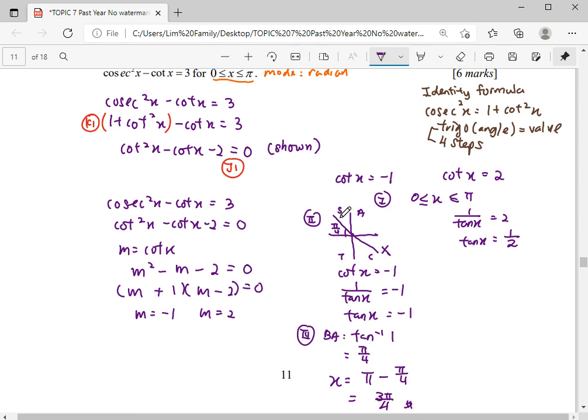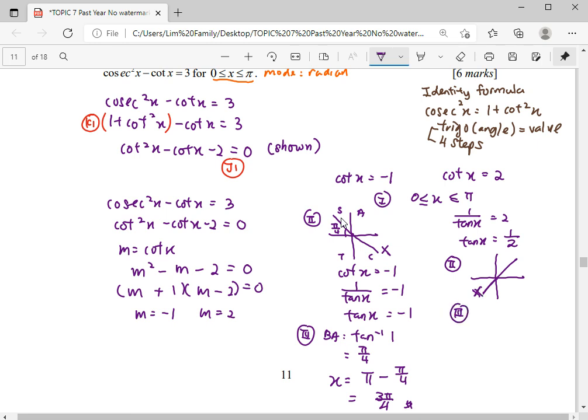But for the second step, when tangent is positive, it will be a different quadrant already. Tangent positive will be quadrant 1 and quadrant 3 here. But quadrant 3 is not involved in our range, so quadrant 1 will be accepted and this quadrant will be rejected. We don't need to see the answer from here.